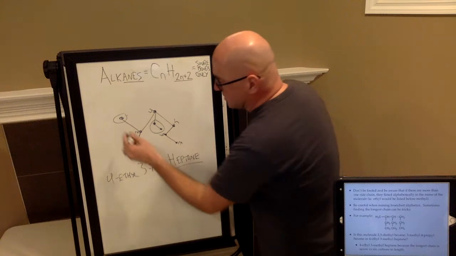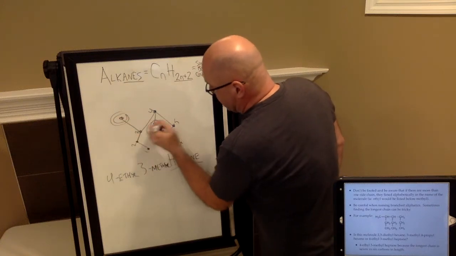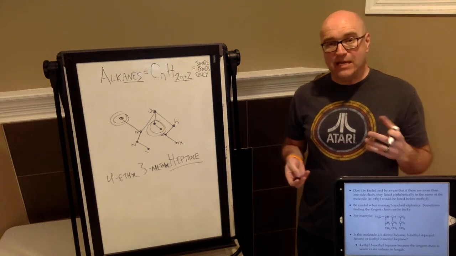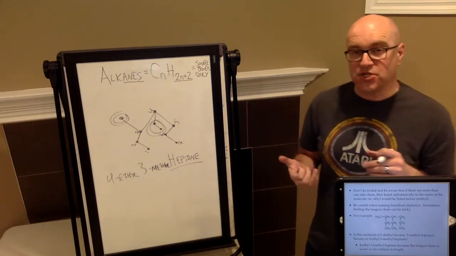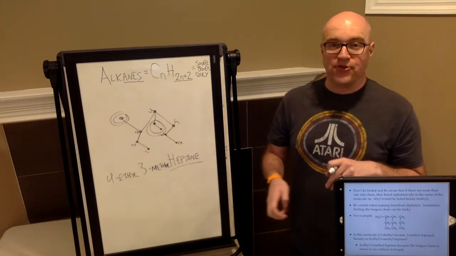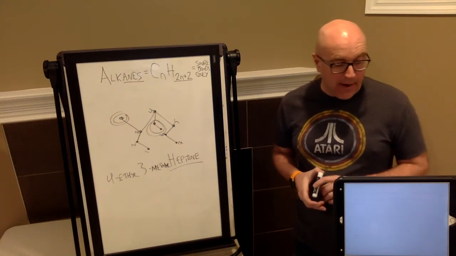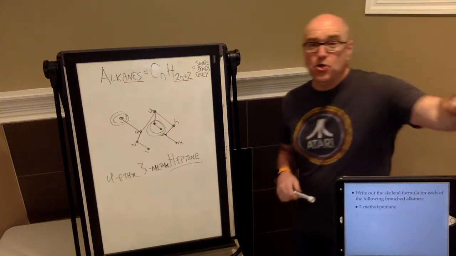And in this case, I've only got two side chains. I've got a methyl group here, an ethyl group there. There's not more than one ethyl group, so we're not dealing with a diethyl situation, or more than one methyl side group. We don't have a dimethyl situation going on. That makes it easy.